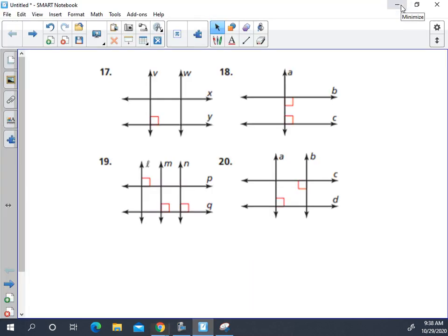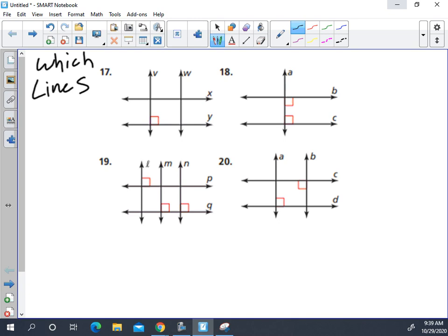If you were to get a homework assignment on this lesson, here's really what I would expect. This is from 3.4. I just pulled it out of your book. We're going to talk about it now. This is really your homework, just watching this video. So, what do we know about these figures? We're trying to figure out which lines are parallel to each other.